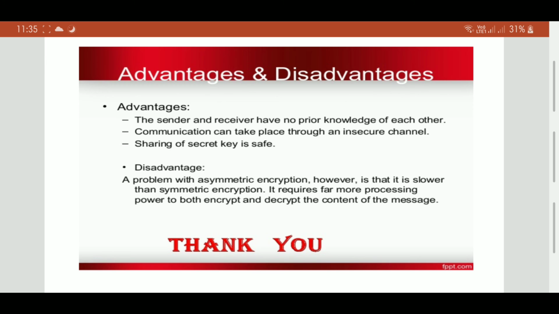Disadvantages: a problem with asymmetric encryption, however, is that it is slower than symmetric encryption. It requires far more processing power to both encrypt and decrypt the content of the message. I hope you understood the technique.